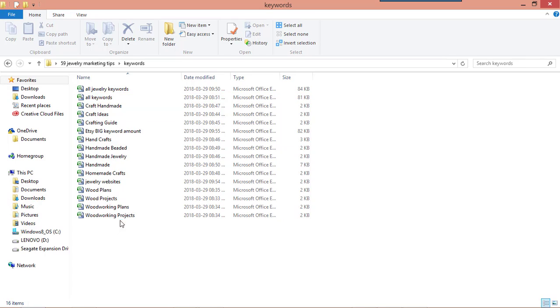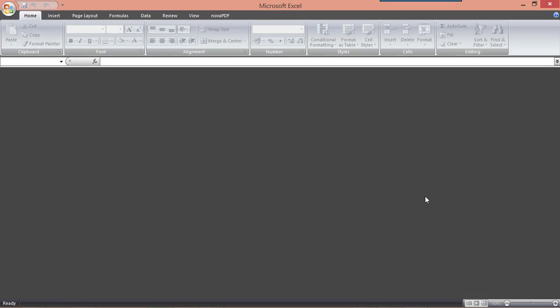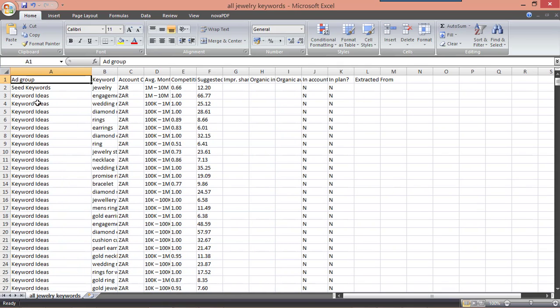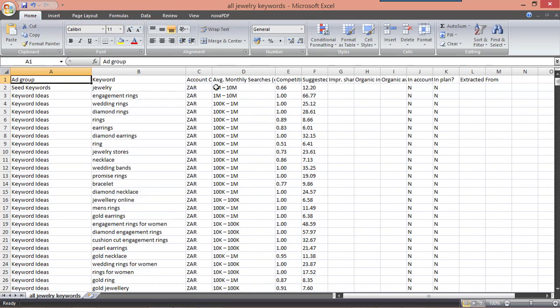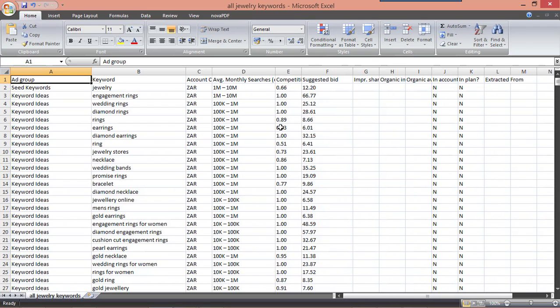I'm busy developing a website on jewelry, crafting, handmade items. So to give you an idea, all the keywords, let me open this and show you. I've just labeled it all jewelry keywords. What it does is I search for the seed keywords, and it tells me that in the world, every single month, between 1 million and 10 million people look up the word jewelry. And if I had to pay for clicks to do that, I'd pay about 12 Rand 20 in South African rands. Engagement rings, between 1 million and 10 million people look that up.